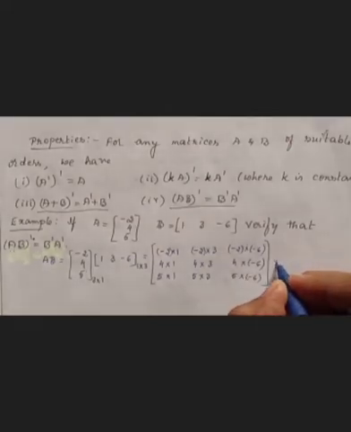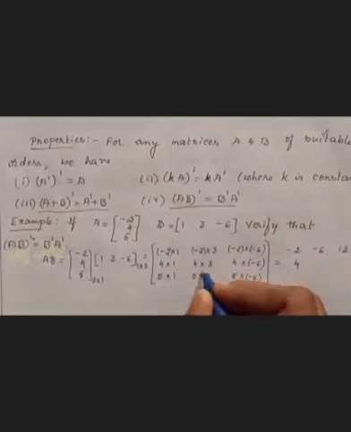-2 into 1 is -2. -2 into 3 is -6. -2 into -6 is equal to +12. 4 into 1 is 4. 4 into 3 is 12. 4 into -6 is -24. 5 into 1 is 5. 5 into 3 is 15. 5 into -6 is -30. This is A into B.